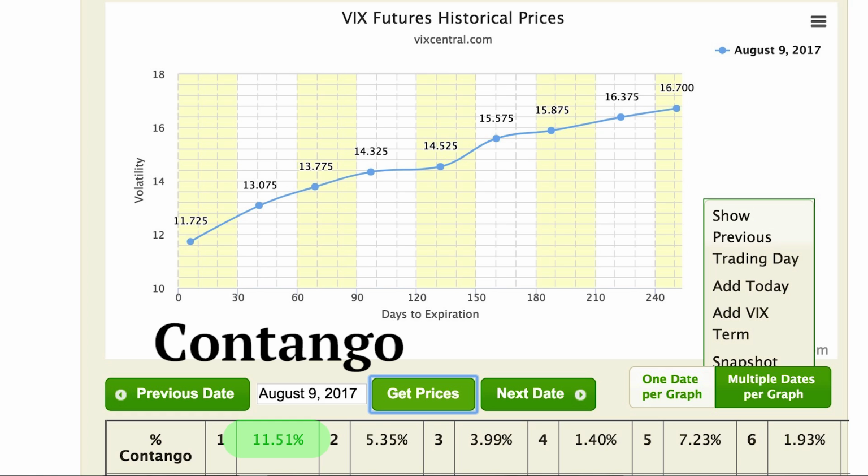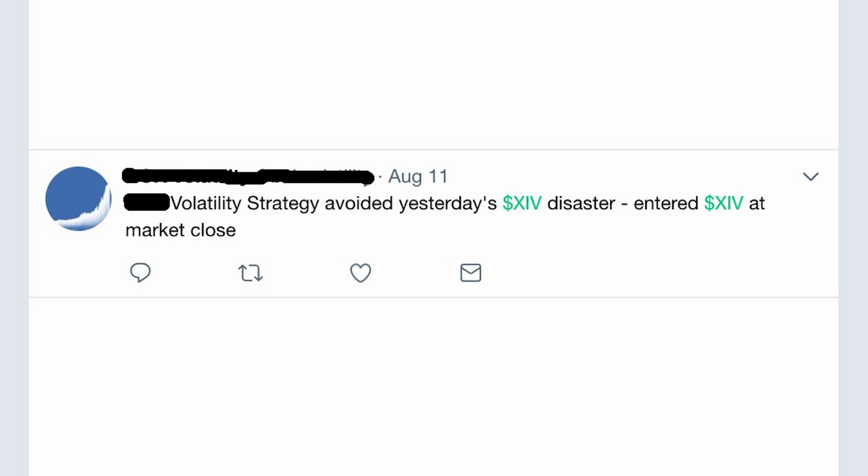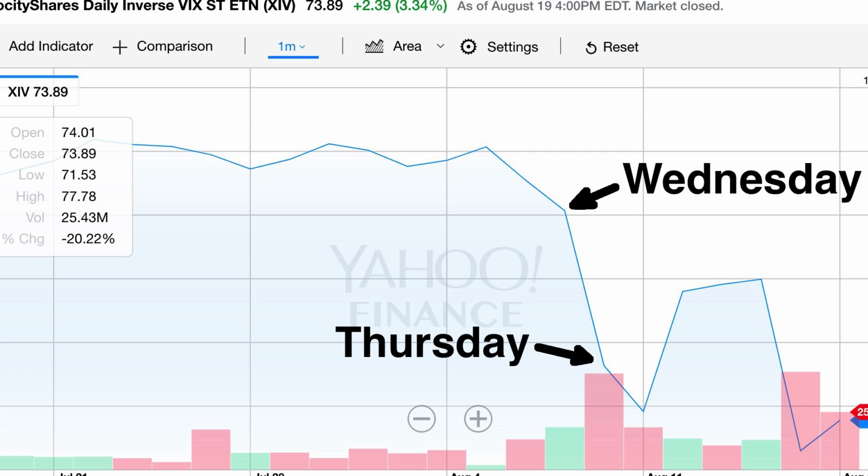That happens. Now, when I was scrolling through my Twitter feed, I came across a very interesting tweet. "Such and such volatility strategy avoided yesterday's XIV disaster, entered XIV at market close." I suppose this was intended to sound clever, but it's exactly the opposite. Claiming to have avoided the crash only to get into a trade the very next day is a perfect example of a bad trade. Now, the XIV went on to lose another 4.5% the next day, but unlike the one the day before, it was both a losing trade and a bad trade.